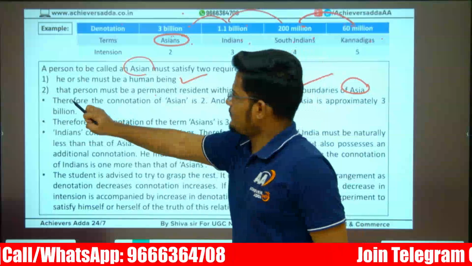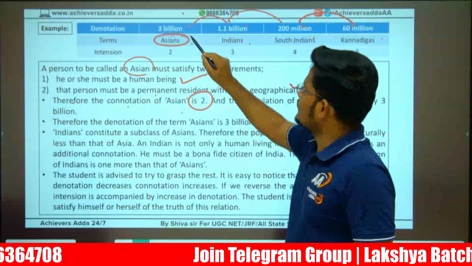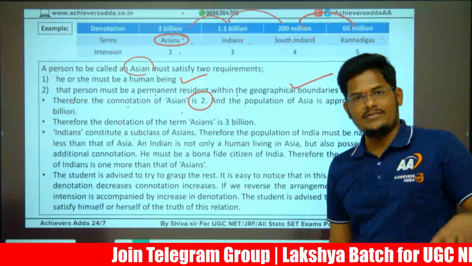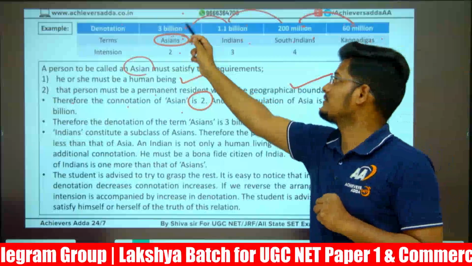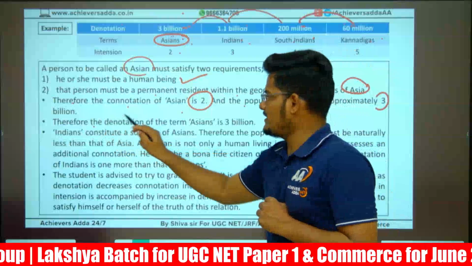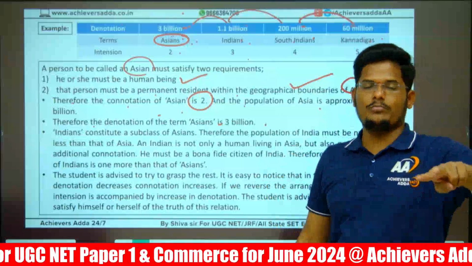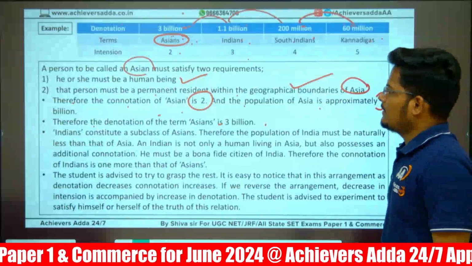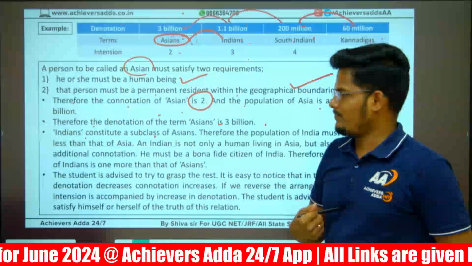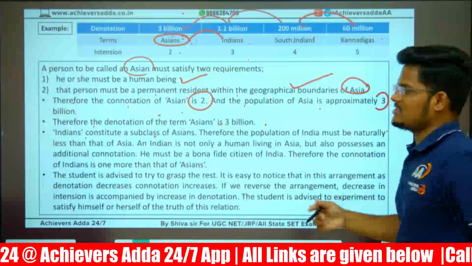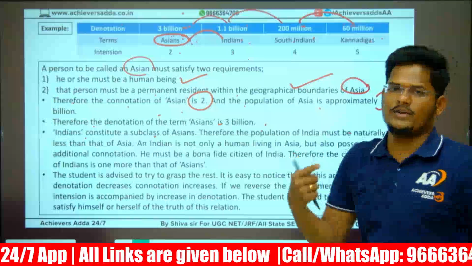Possible, no? So therefore, for this connotation, meaning the quality, we assigned 2. For Asian, we assigned 2. Quality we attributed as 2. Now, the population of Asia is approximately 3 billion, which is the highest. Therefore, the denotation of Asian is 3 billion. Denotation is 3 billion, whereas connotation is 2. Based on the numbers, we are trying to understand the concept. And here, Indians constitute a subclass of Asian. Correct now? Indians are a subpart of the Asian. Therefore, the population of India must naturally be less than Asia, no? Population will be less than Asia. So that is why 3 billion to 1.5 billion only.